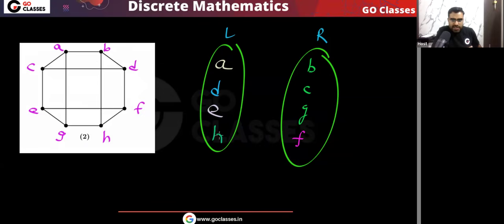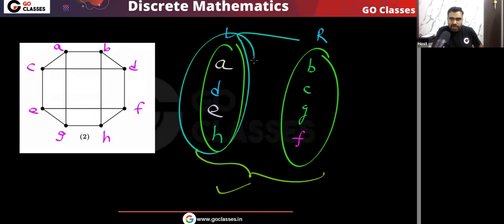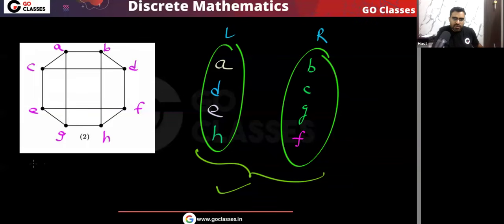Now you tell me, this H, is this adjacent to these vertices? You can see AH, DH, EH, they are non-adjacent. So that's it. So this is the correct bipartition. Every edge will be between the two parts. Every edge will have one endpoint in L, another endpoint in R. So finally I can say this graph, this second number graph, this is bipartite.